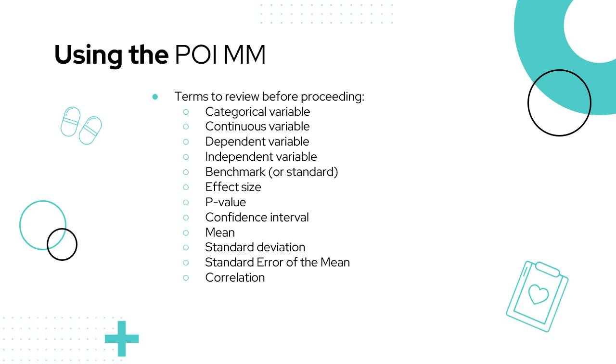The next I have is effect size. So effect size is basically an index that describes the size and magnitude of difference between the means. Okay, so next up we have p-value.